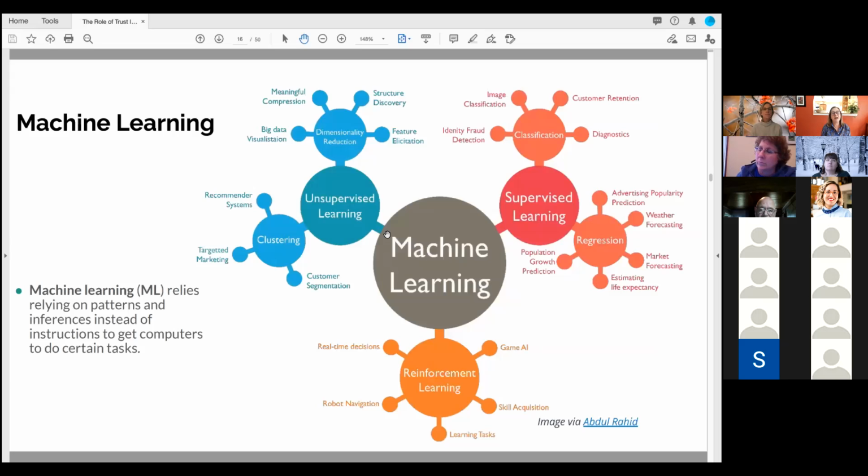Machine learning is a cousin, but not exactly the same as neural networks. I could spend the entire hour just talking about this slide, so I gave you a little reference. The idea here is that machine learning is looking at patterns and inferences, and it's not necessarily filling in holes so much as looking at trends and then putting learnings together.